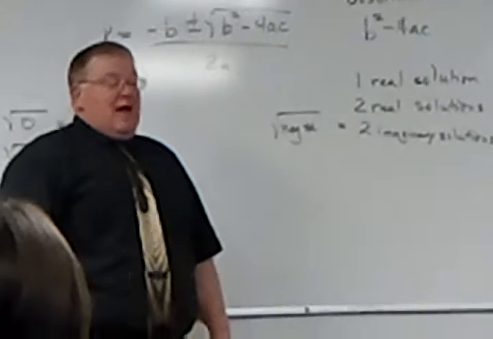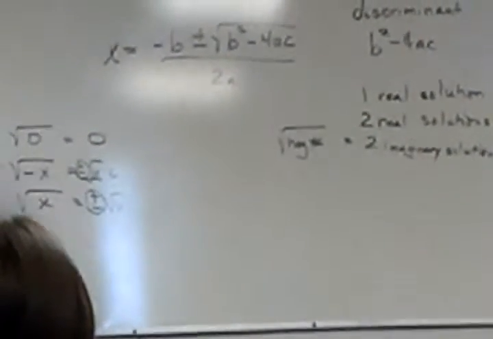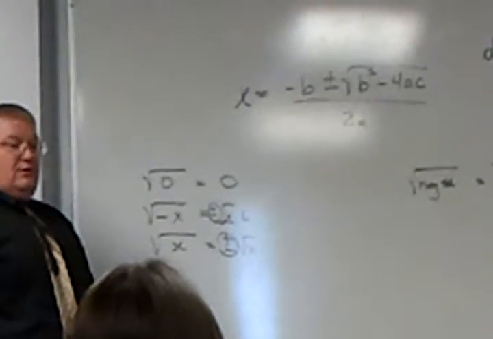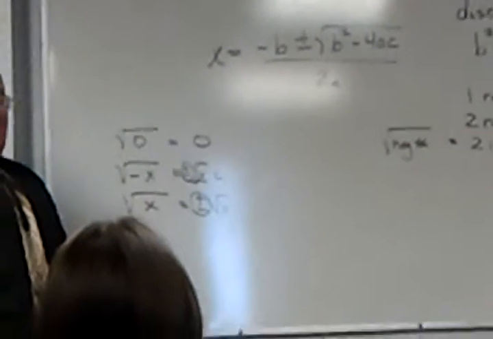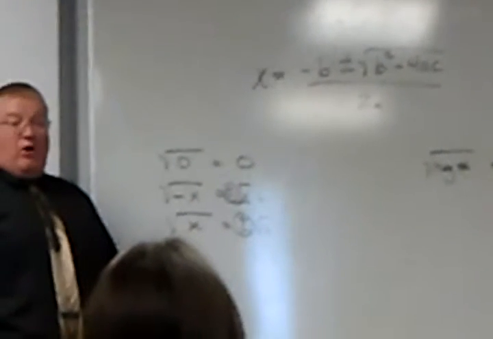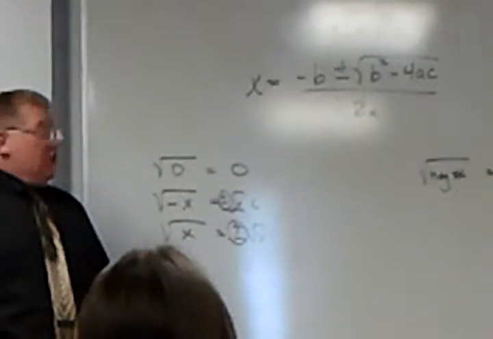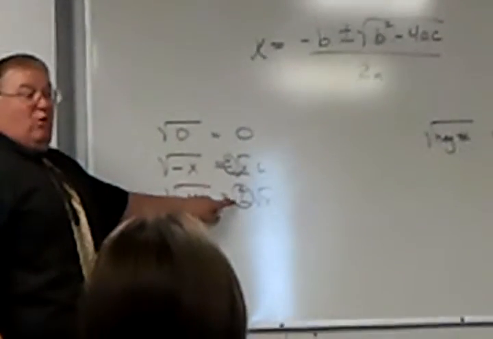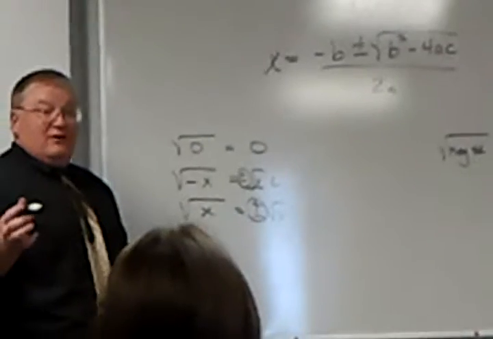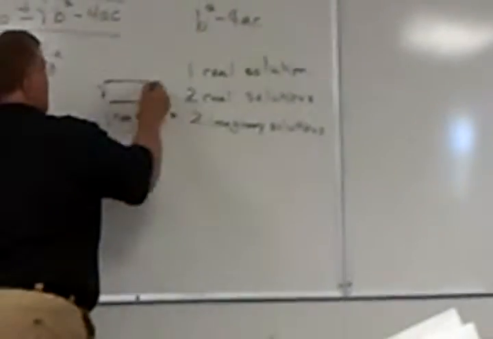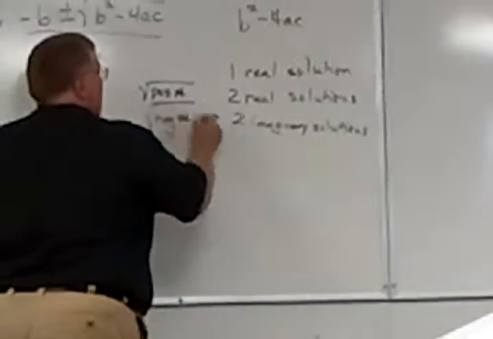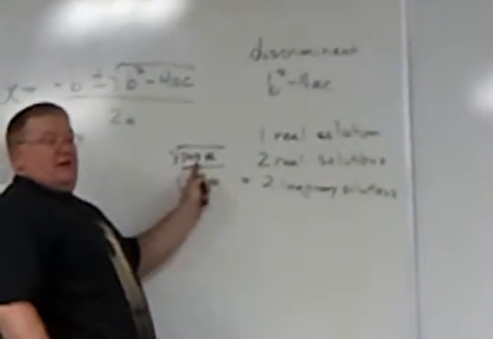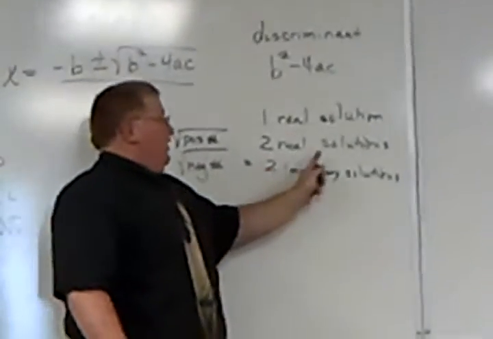Now, which one gives me 2 real solutions? The square root of a real number. If I take the square root of a positive number, I'm going to get 2 answers: one answer plus that and one answer minus that. Would you agree? So if this is a positive number, my answer is 2 real solutions.